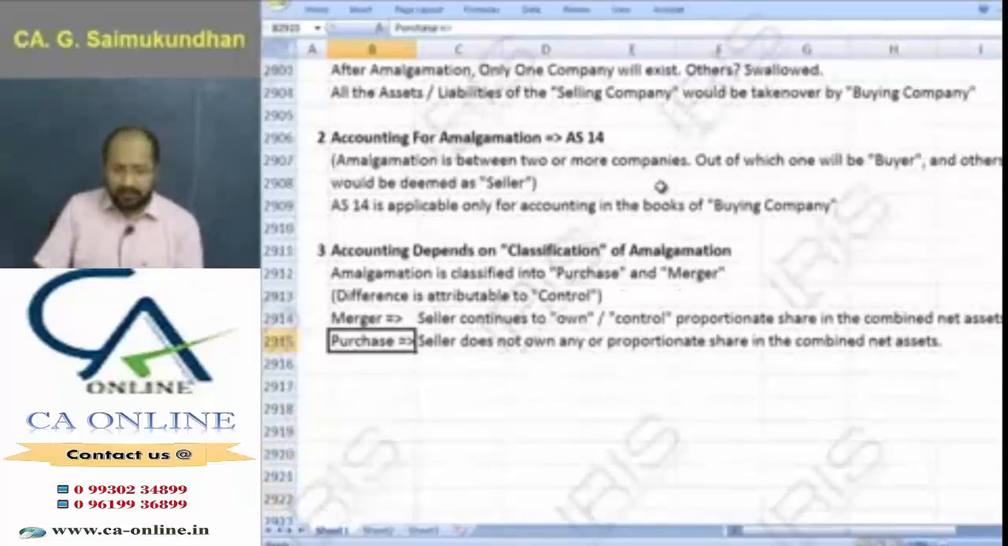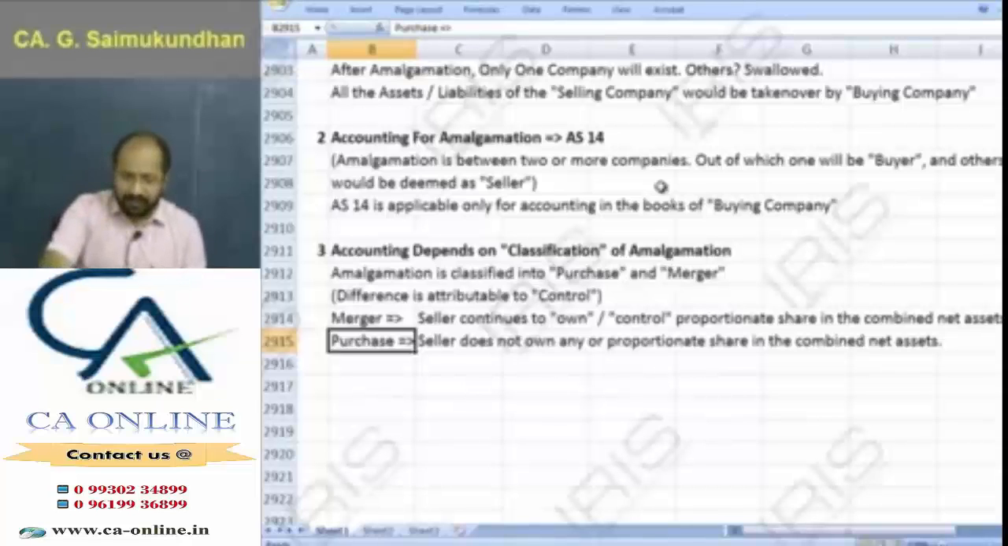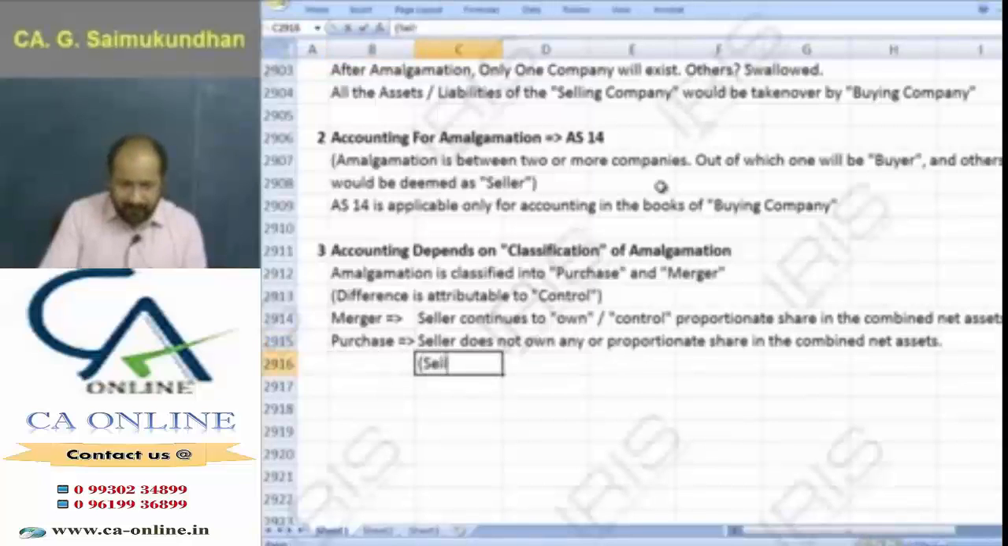Just take care of this. So in a merger, the seller continues to own and control a proportionate share in the combined net assets. Purchase is all about the seller not owning any proportionate share in the combined net assets. The idea being, the seller technically, in this case, loses the ownership stake due to the purchase.